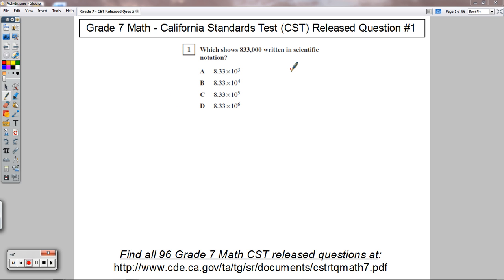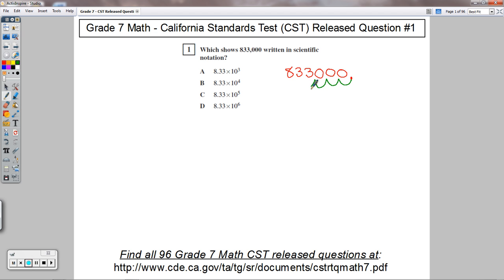So I'm going to rewrite the number here, 833,000. I'm going to write it without any commas for right now. Let me try to make that 0 a little bit nicer. So right now where I have the decimal to start is right there. How many places do I need to move it? That's the question I'm asking myself, and the question you should ask yourself.